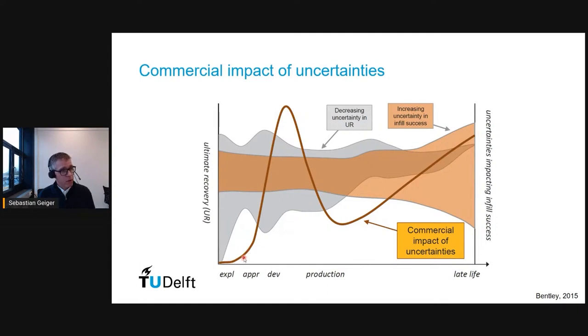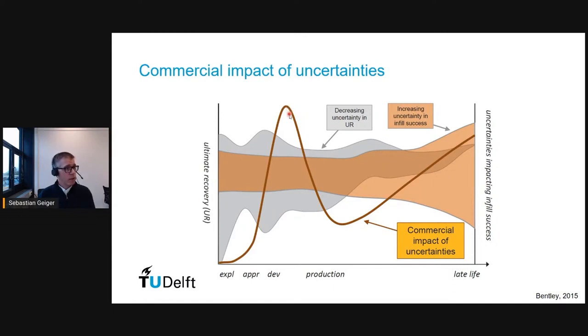The return on our investment changes dramatically throughout the lifetime of the reservoir. So it's quite low during the exploration. Once you appraise and make the decision to develop the reservoir, there's a huge commercial uncertainty because we don't know how much hydrocarbons we're actually going to produce.